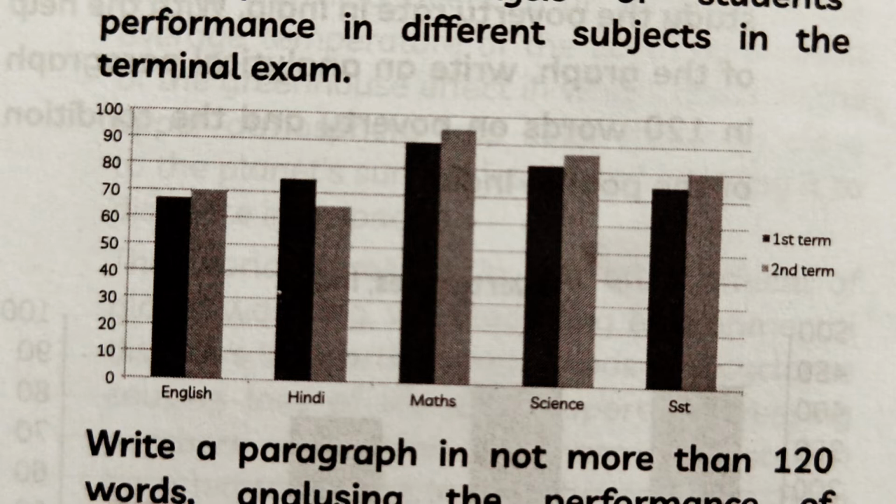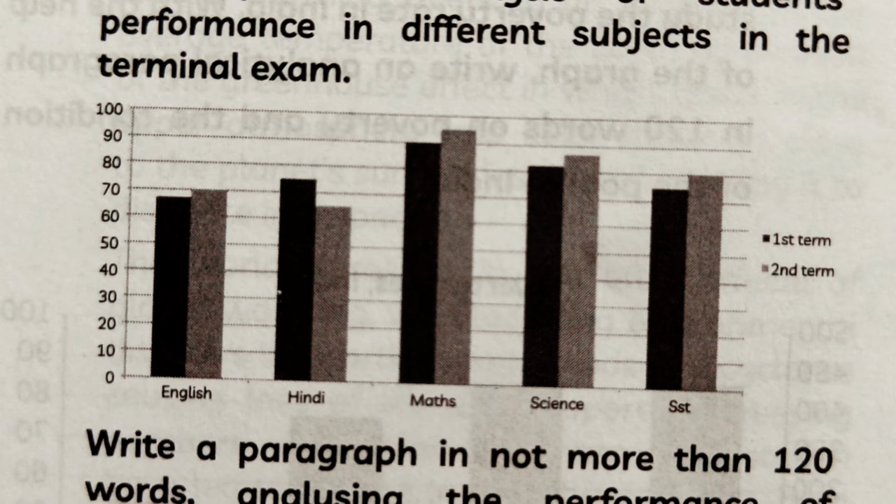Like this, one example I am telling you. The performance of students in English in the first terminal examination was more or less fine. The dark one is the first terminal examination and the lighter one is the second terminal examination. Comparatively, in the second terminal examination, the performance of students is better than the first terminal examination in English, but it is opposite in Hindi.